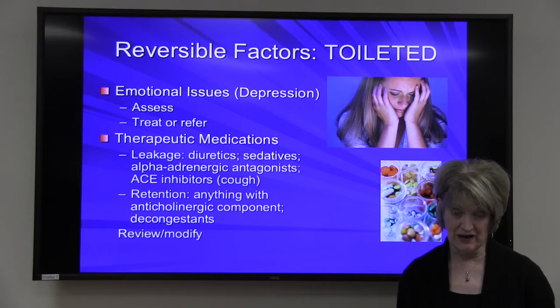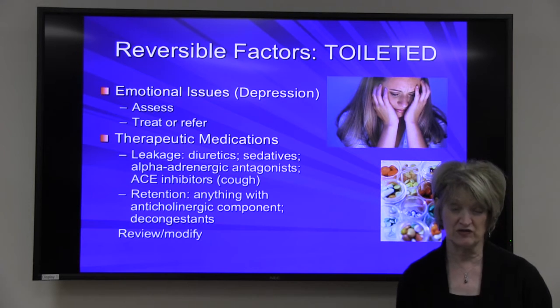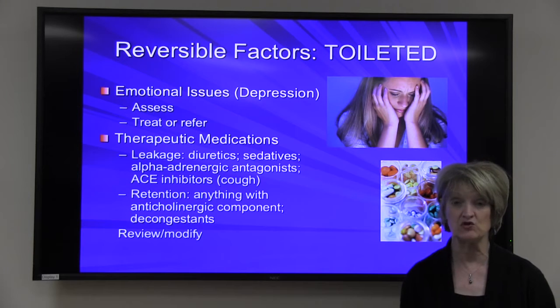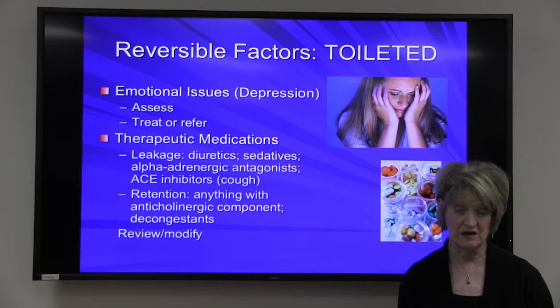T is for therapeutic medications. Many medications can impact bladder function and sphincter function. So whenever we're doing a screening assessment, we're always going to get a list of the medications that this patient is taking: over-the-counter medications, prescription medications, herbal agents.